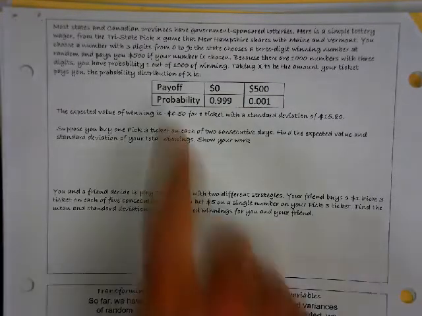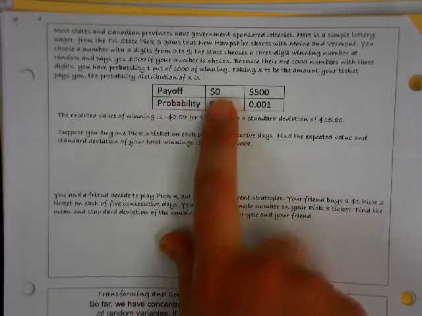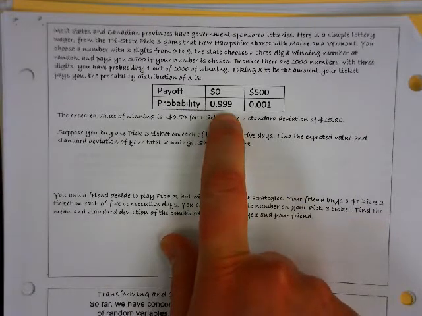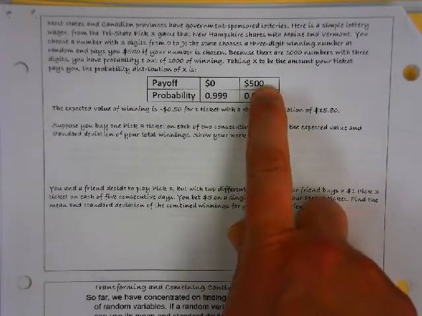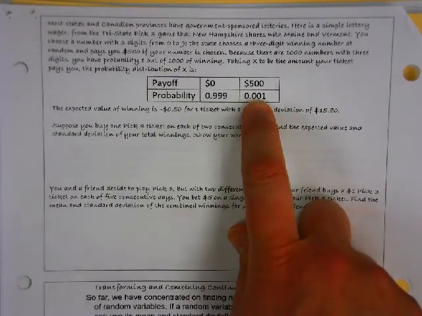Payoff, so the amount we win. $0, 999 times out of 1,000, which as a decimal is 0.999. I think I said 3 nines. And we win $500, 1 out of 1,000 times, or 0.001.